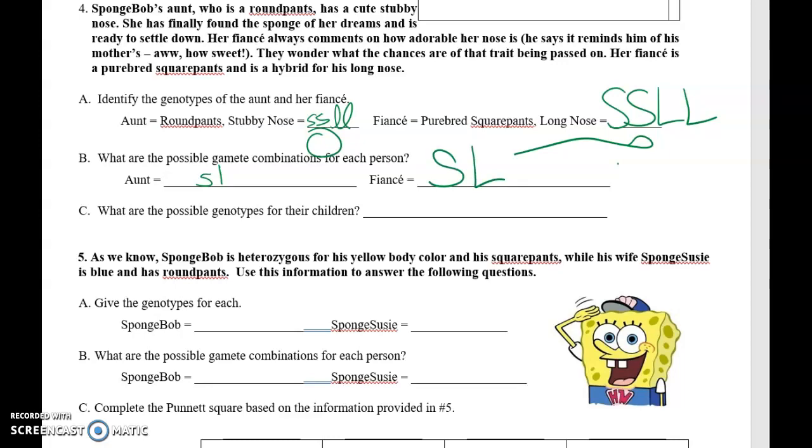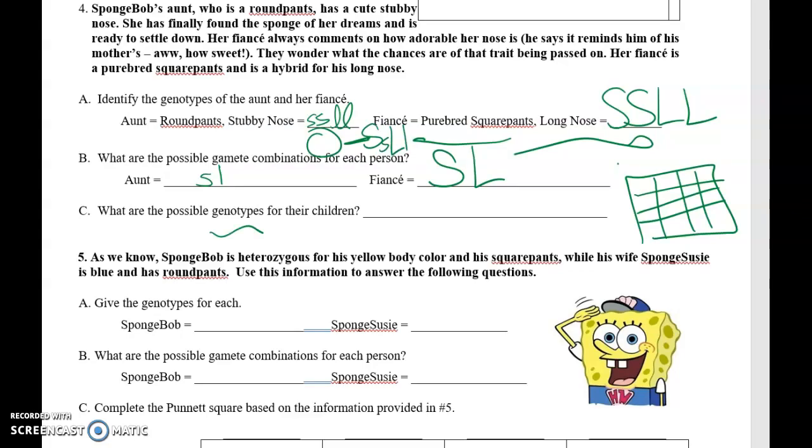Do you really need to have a Punnett square, a big block that shows all 16 of these? Do you need to do that? I don't think so. What happens if this egg right here and this sperm right here get together? You're going to get big S, little s, big L, little l. That's all. What are the possible genotypes for their children? Big S, little s, big L, little l. So what are they going to look like? They're going to be square pants with a long nose. That's all.